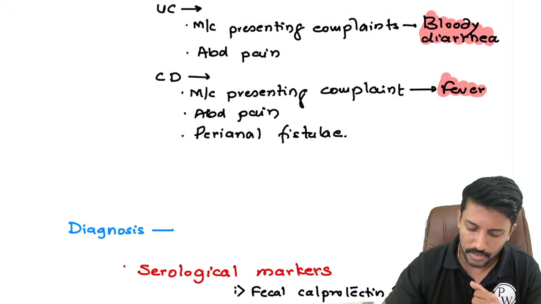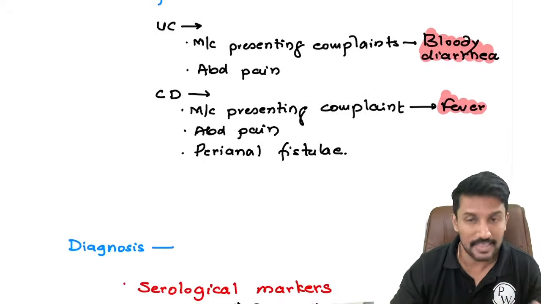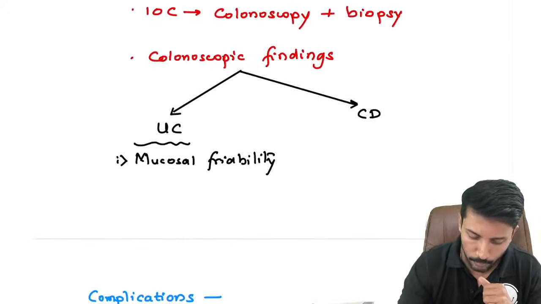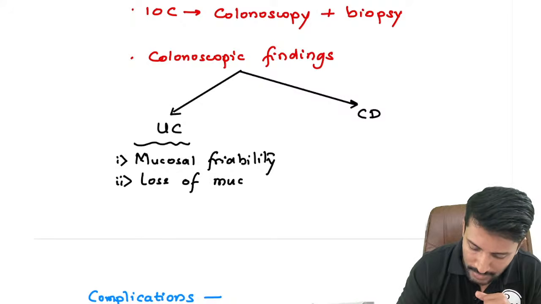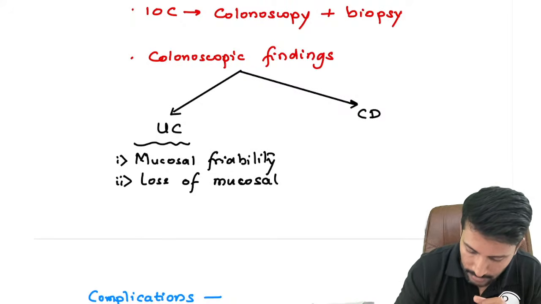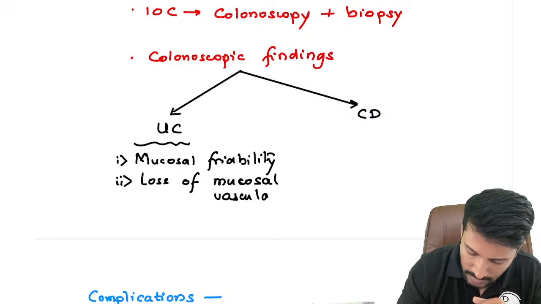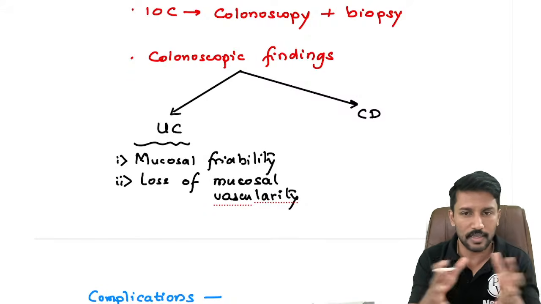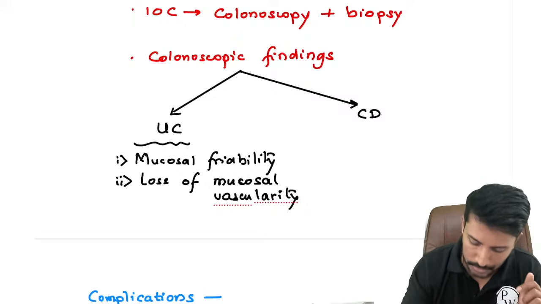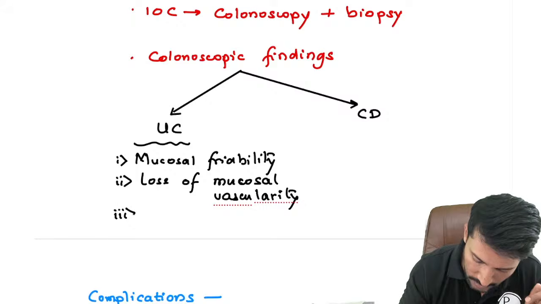On the other hand, we mentioned the most common presenting complaint of Crohn's disease as fever. Mucosal friability. Second, loss of mucosal vascularity. The blood vessels in the mucosa may not be clearly visible as blood vessels running there because of the edema and inflammation. And third thing that we can see is loss of haustrations.